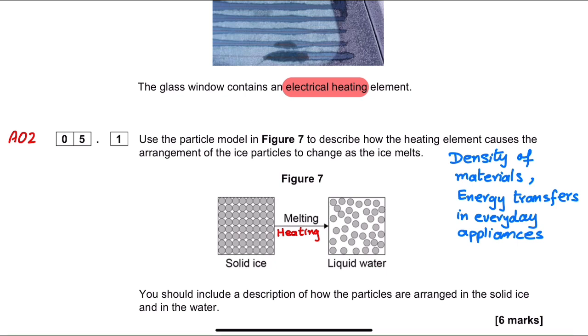When the heating element gives heat to the solid ice, the particles in the solid ice start moving away from each other due to the increase in internal energy. As a result, the solid ice changes into liquid water. Let's see the model answer.